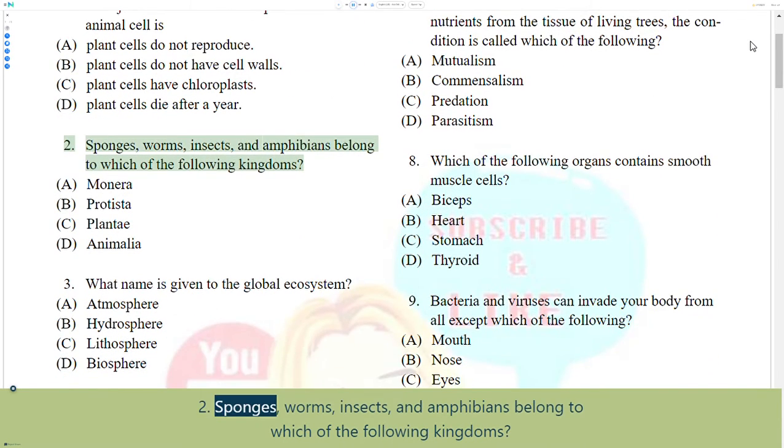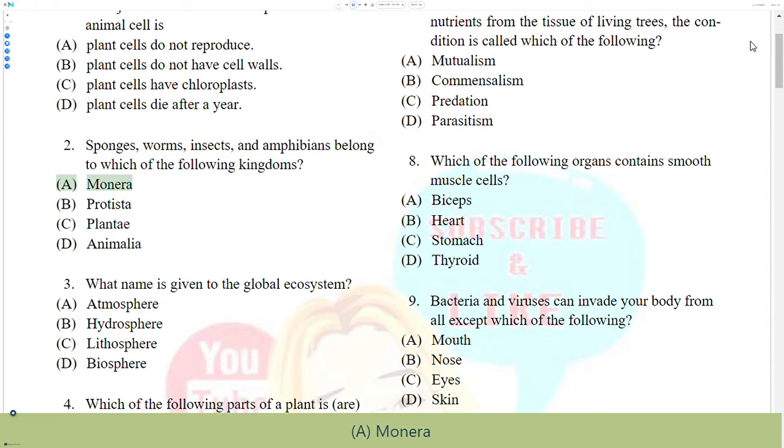2. Sponges, worms, insects, and amphibians belong to which of the following kingdoms? A. Monera. B. Protista. C. Plantae. D. Animalia.